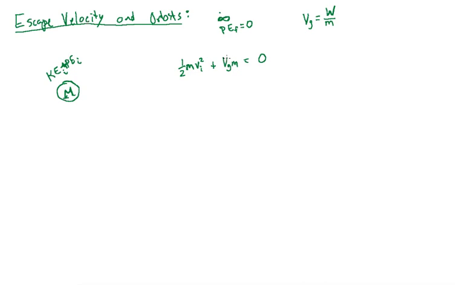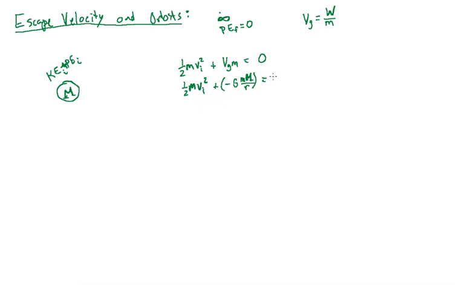Now remember, this Vg, this potential, we could calculate with negative G and then big M, our big capital M, over r, and then of course we multiply in our little actual mass we're trying to get rid of, and we'll have our 1/2 mv squared still here, m v initial squared.